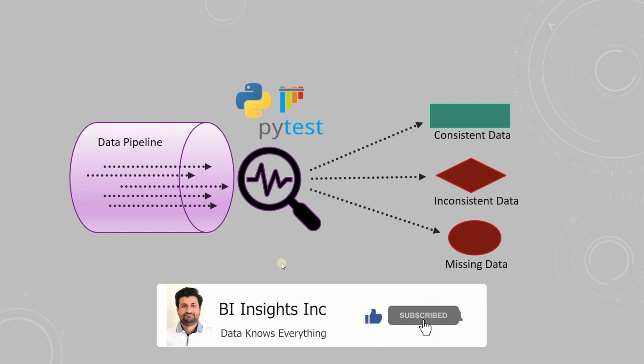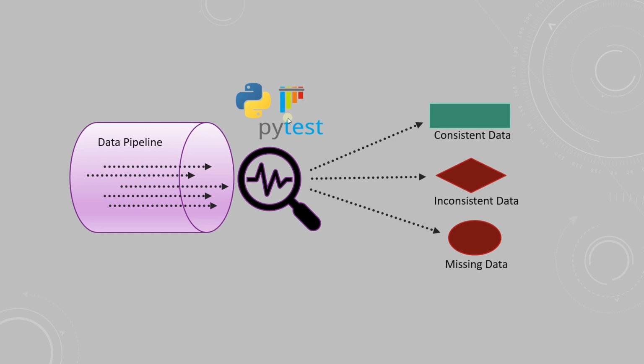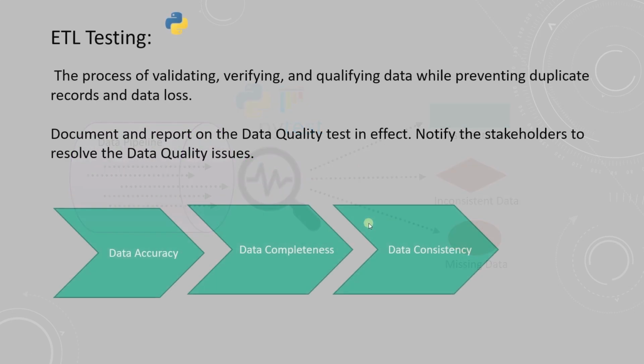In this session, we are going to continue with Pytest. In the previous two sessions, we have covered Pytest basics and integrated Pytest into our Python ETL pipeline. ETL testing refers to the process of validating, verifying, and qualifying the data. This verifies that our data meets the quality standards we put in place. If there are any data issues, they are captured and reported on.